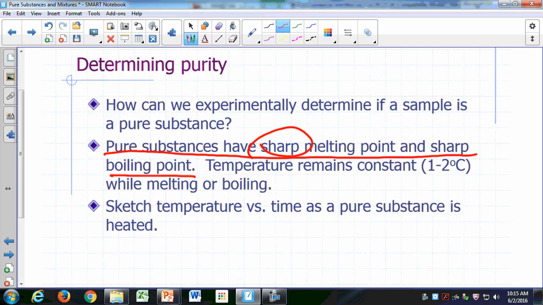So if you continuously heat it, the temperature will remain more or less constant while it's melting and while it's boiling. If that doesn't happen, if while it's melting the temperature is rising or while it's boiling the temperature is rising, then that means it's not a pure sample.